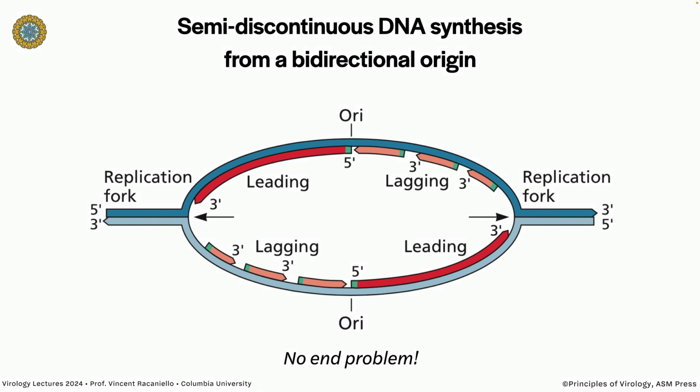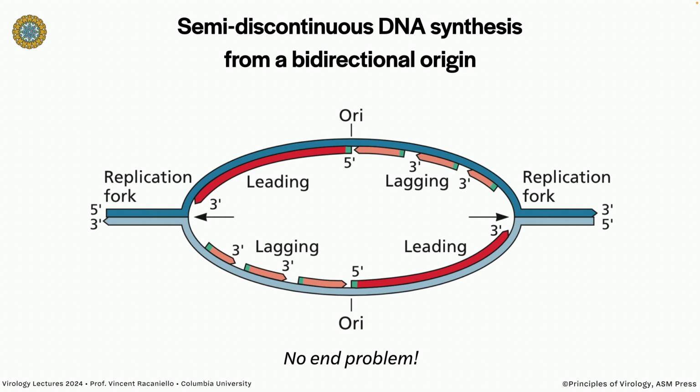So here's a bigger picture of what's happening with the bidirectional replication fork and why there's no end problem in this case. So here's the top strand, and here's the bottom strand, or the plus, or the minus, right? Because the plus is the same polarity as mRNA. So they're 2 different colors. And there's the origin of replication. And remember, the DNA was denatured initially at the origin, then the denatured bubble gets bigger and bigger. And so what we have here are 2 leading and 2 lagging strands.